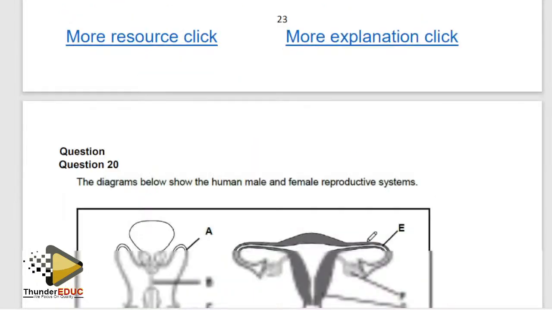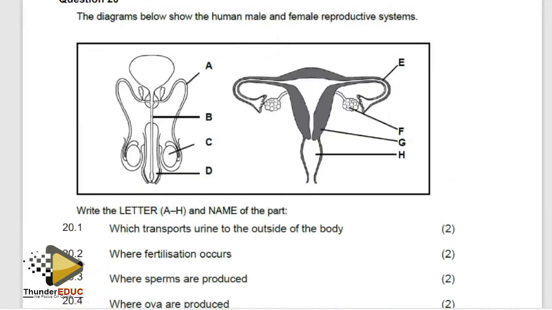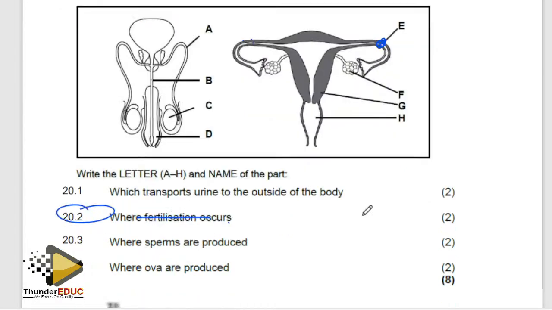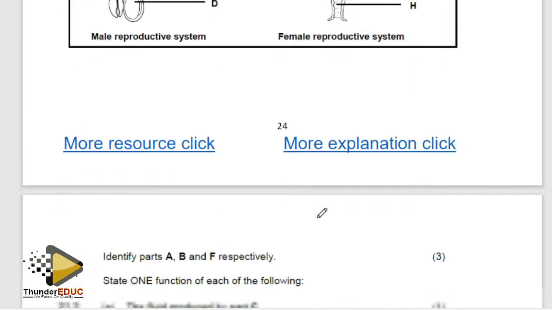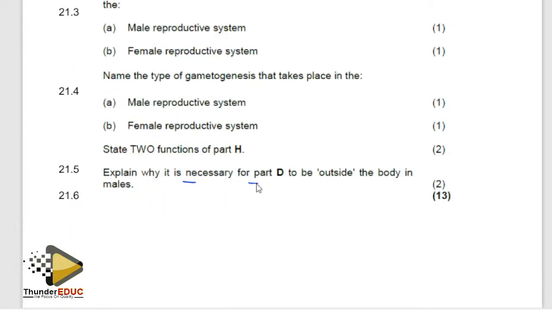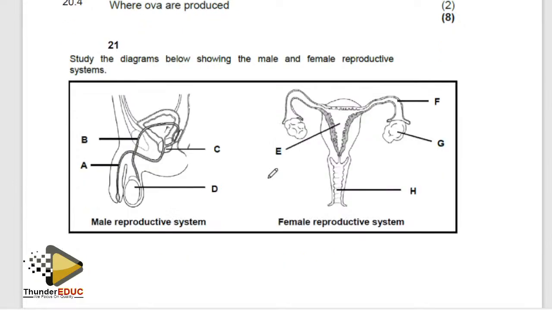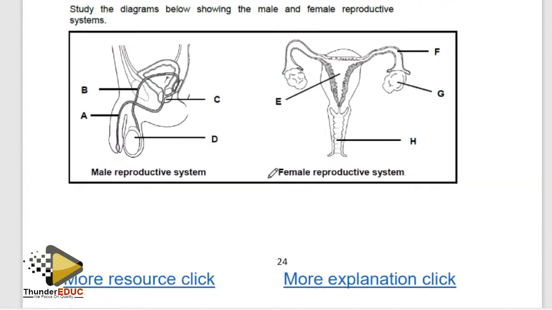So I'm just choosing a question to see if we can answer it. Okay, this one. Where does fertilization occur? In the fallopian tube. You see? It occurs in the fallopian tube, not the oviduct. Simple things. So make sure, guys, you know. Explain why it is necessary for D to be outside the body of the male. We say it is to provide a favorable temperature for sperm production, 2 degrees less than the body temperature. That's it.